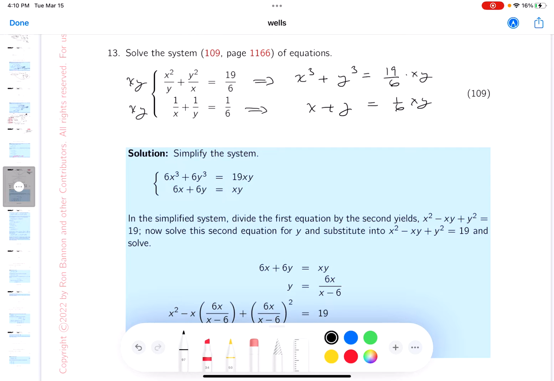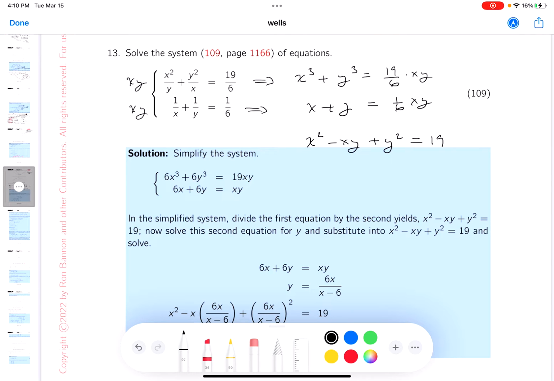And then I notice that factors cancel. I'm going to basically divide. And what are you left off with? X squared, minus xy plus y squared. I'm sorry, not plus xy. Sorry about that. And I'm dividing. So 19/6 divided by 1/6 is going to be 19. And the xy's disappear. All right?